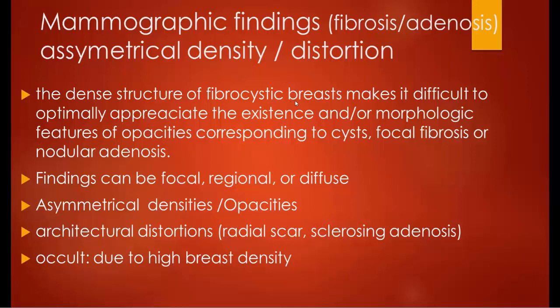The dense structure of fibrocystic breasts makes it difficult to optimally appreciate the existence or morphologic features of opacities corresponding to cysts, focal fibrosis, or nodular adenosis. So opacities seen in mammography may correspond to cyst, focal fibrosis, or nodular adenosis. Findings can be focal, regional, or diffuse, with asymmetrical densities or opacities, architectural distortion like radial scar or sclerosing adenosis. Sometimes these findings are occult in mammography due to high breast density.